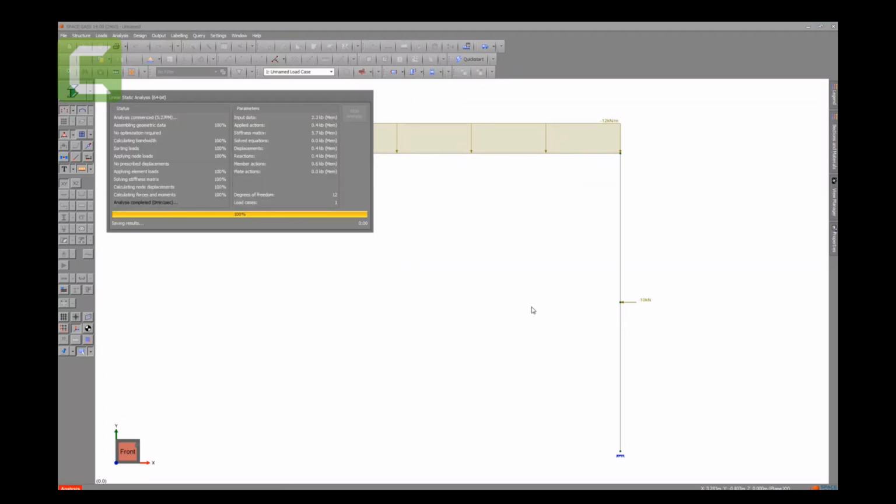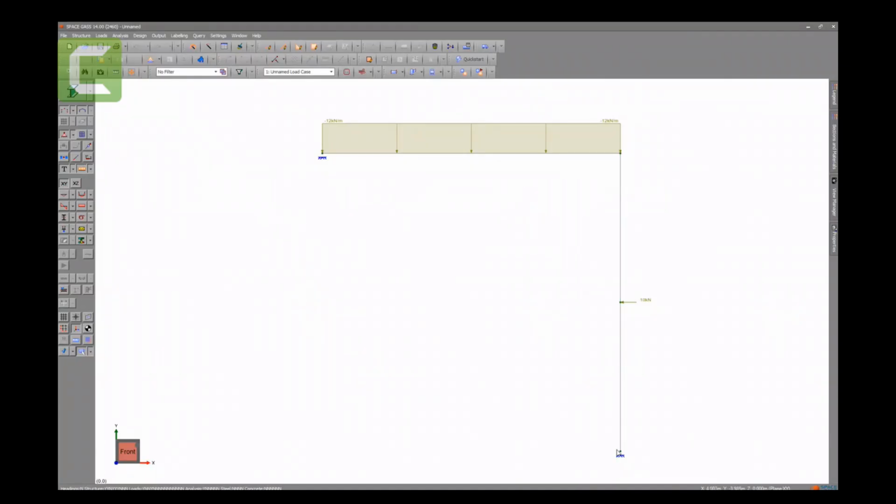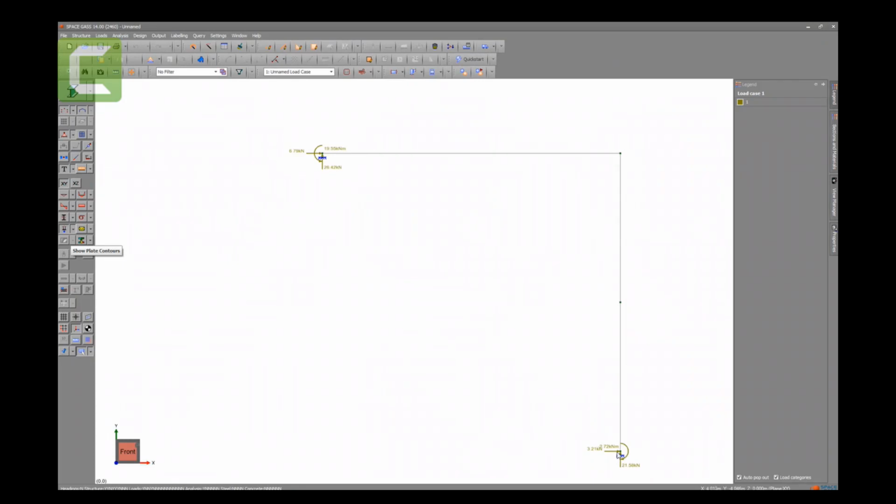Yep, that's completed. All right, first of all, we're going to check the reaction forces. Let's turn off all this loading. And those are the reaction forces here. So this one going, Mira, please check it. This one's going this way.